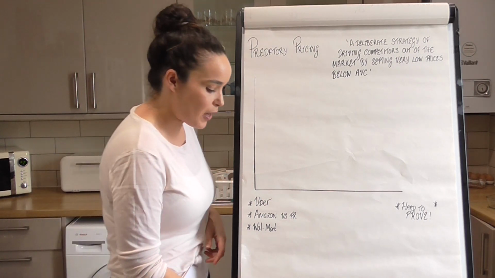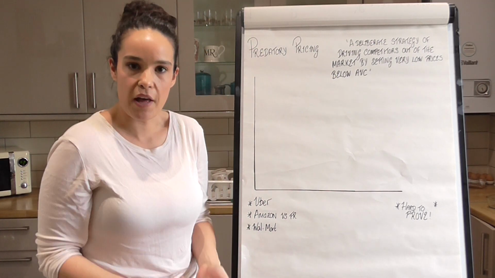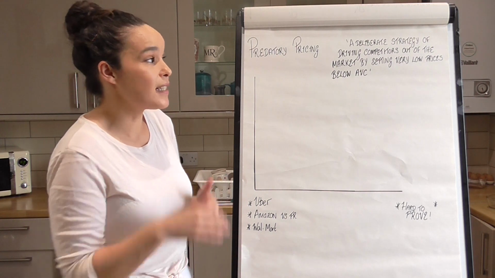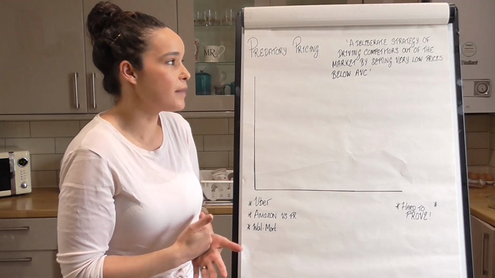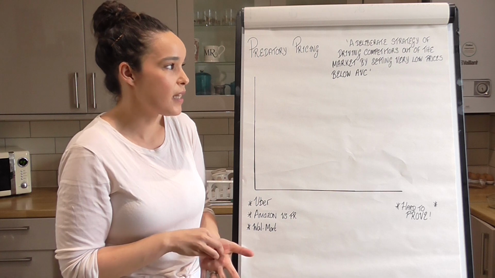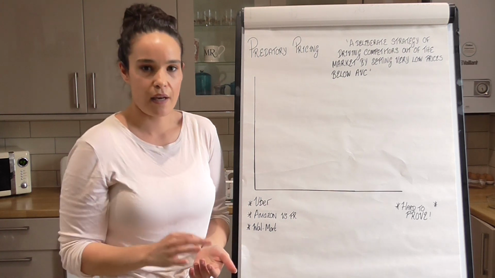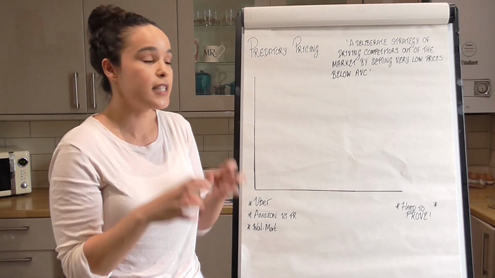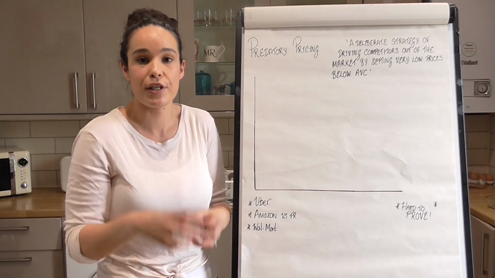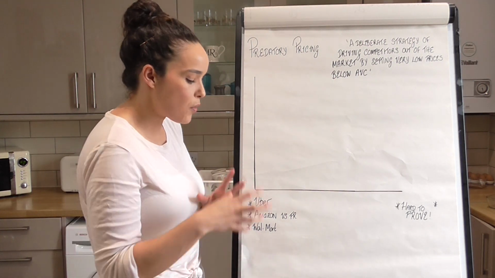So predatory pricing is kind of that one step further. Predatory pricing is a deliberate strategy of a firm to drive out competitors by setting very low prices, and those prices specifically are below their average variable cost. So what does that mean?